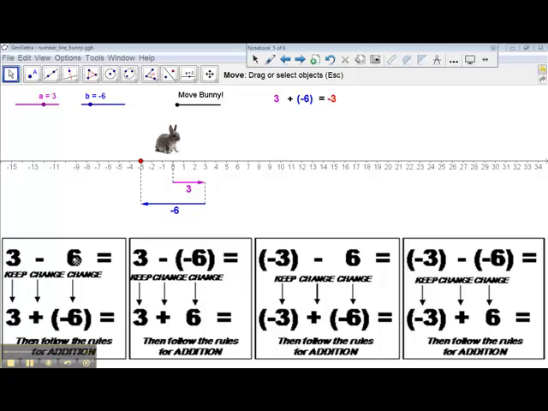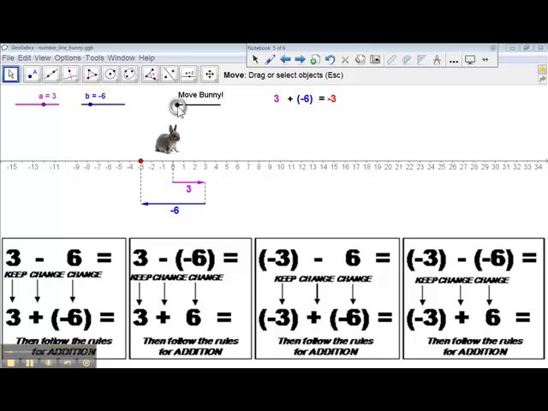3 minus 6. We've seen this already, and we do the additive inverse, so keep 3, subtraction becomes addition, we're going to add the opposite, additive inverse, inverse means opposite, 6 becomes negative 6. So now we have a problem, 3 plus negative 6. And I put that up here at the top.